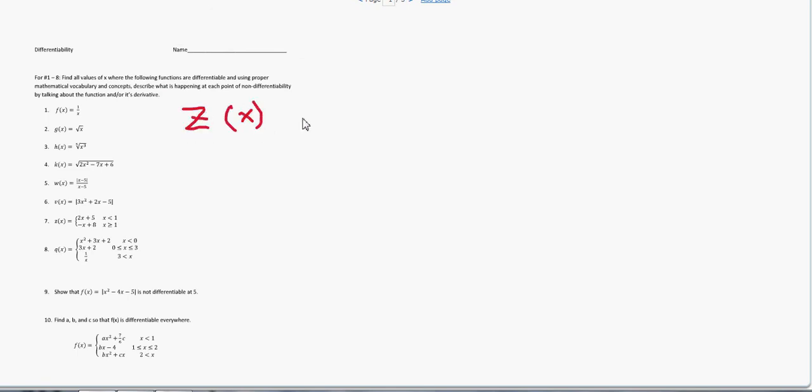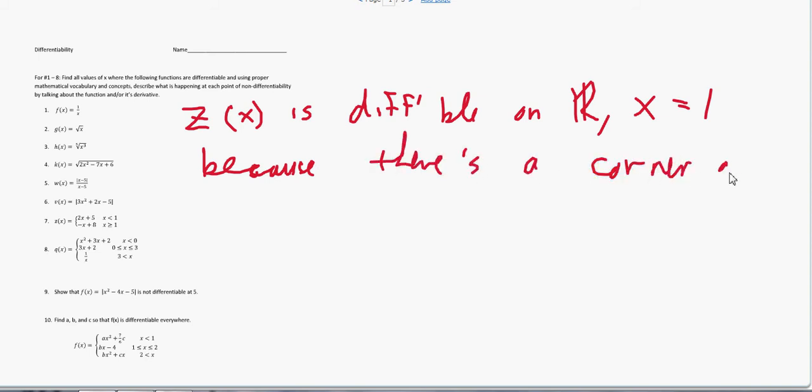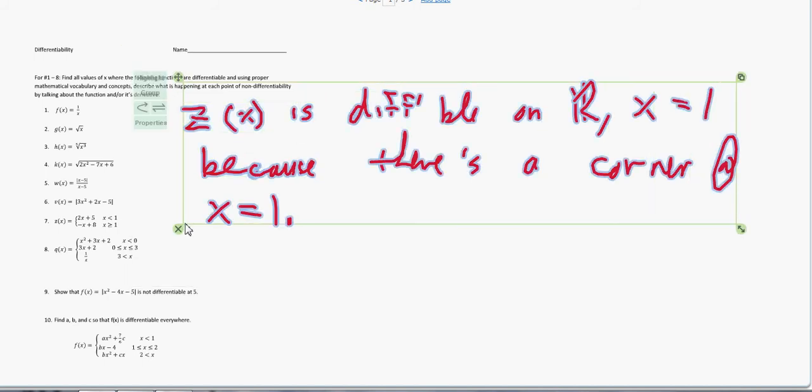Z of x is differentiable on all reals except for 1, because there's a corner at x equals 1. And if you want to prove it or show it, you would just do those left-hand limit, right-hand limit. Very easy. Number 8, very, very similar.